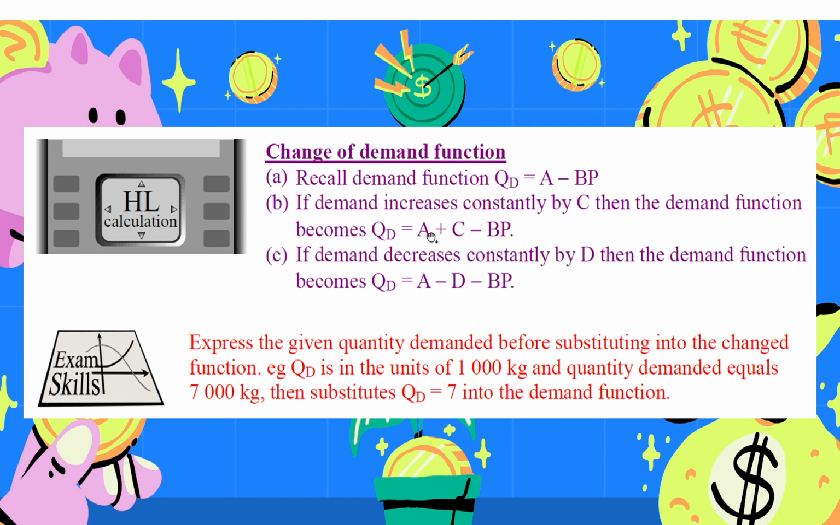But in reality, the changes of demand, increase or decrease, are always not constant. So we need to think about how to incorporate that. So be careful about this equation. When you use it, express the given quantity demanded before substituting into the changed function. For example, QD is in units of 1,000 kilograms. So when the quantity demanded equals 7,000 kilograms, don't substitute 7,000, please substitute 7. That will be a disaster.